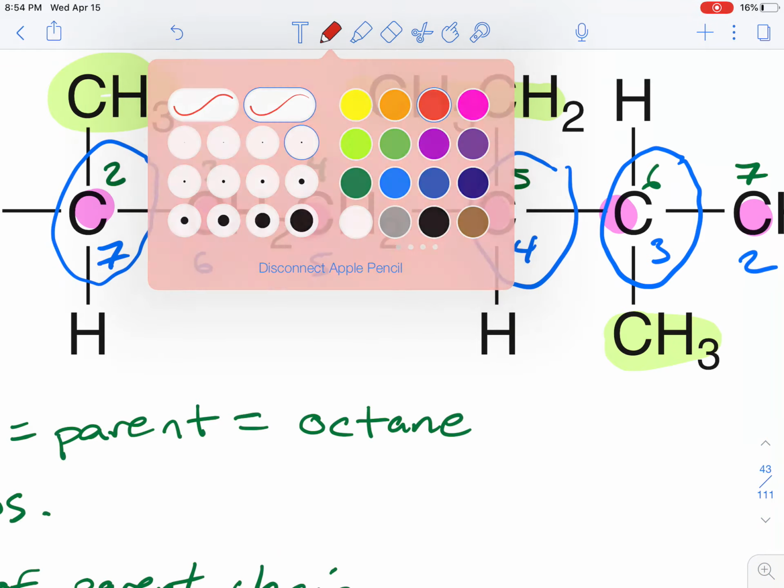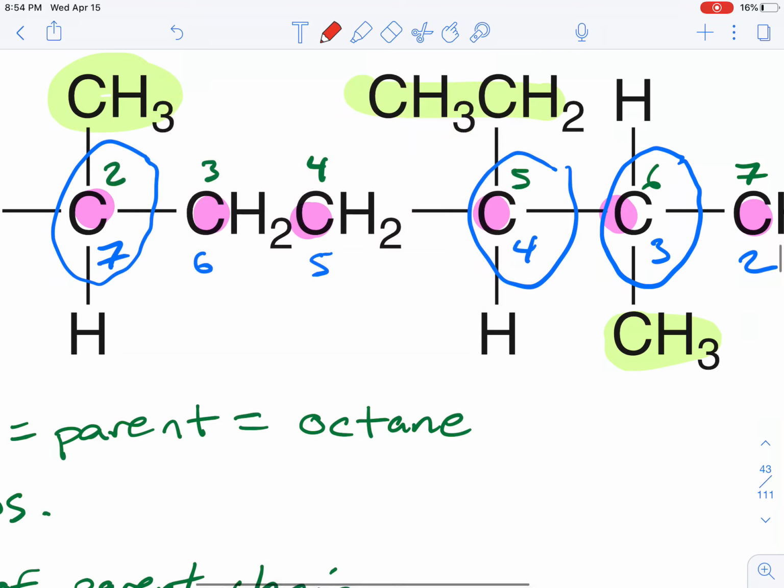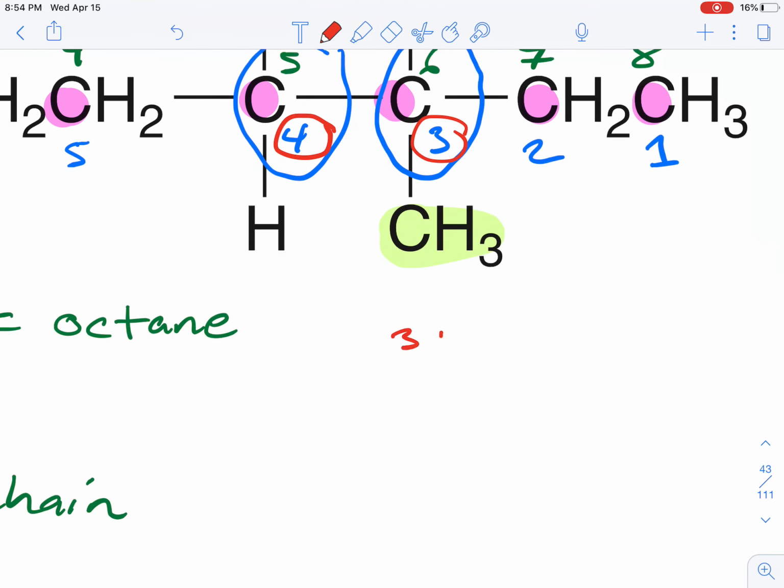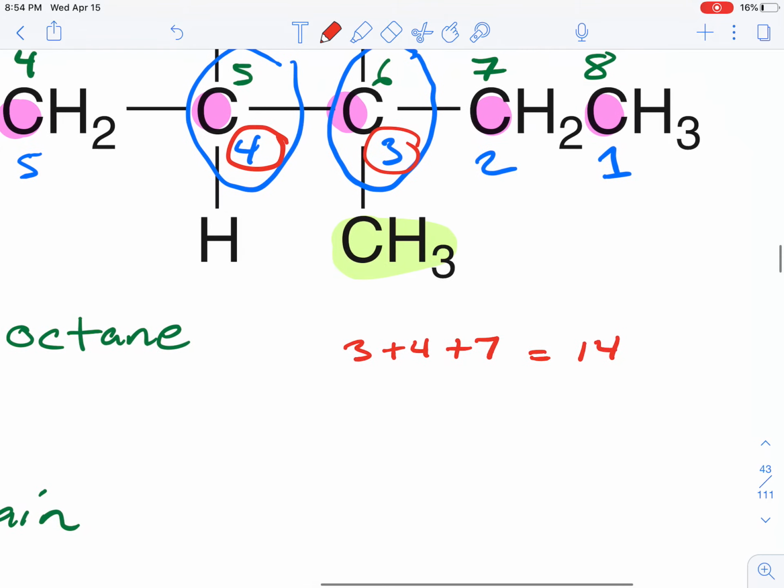And that's going to tell me which path to number my parent chain. So what do I mean by that? Well, I have 3 plus 4 plus 7. So that's going to give me 7. I'm sorry, 14. Right? So here I have 3 plus 4 plus 7. That's going to give me 14. And this is going from left to right.